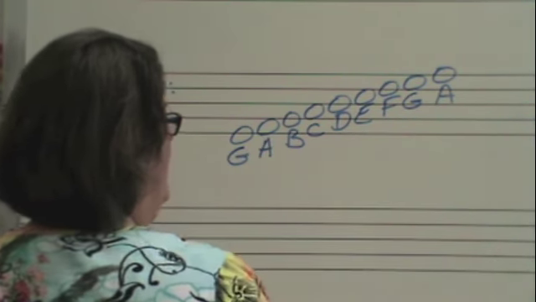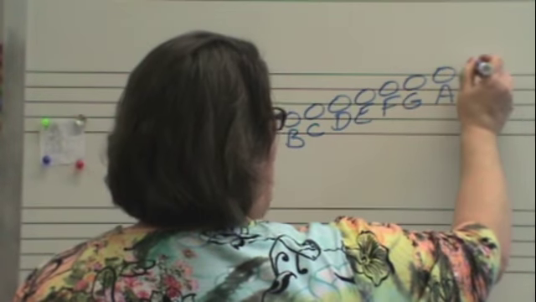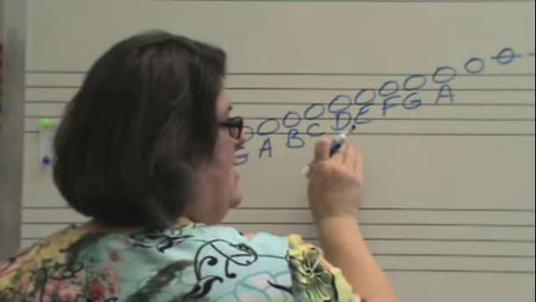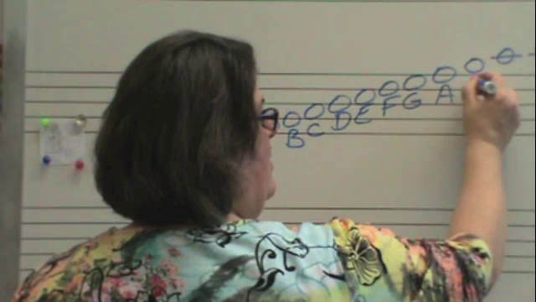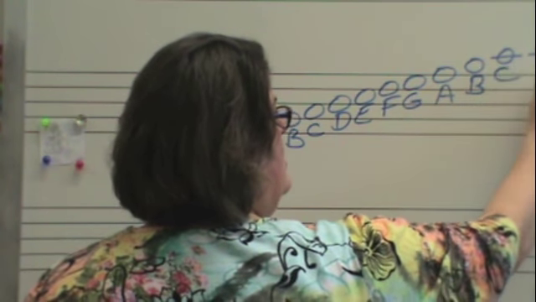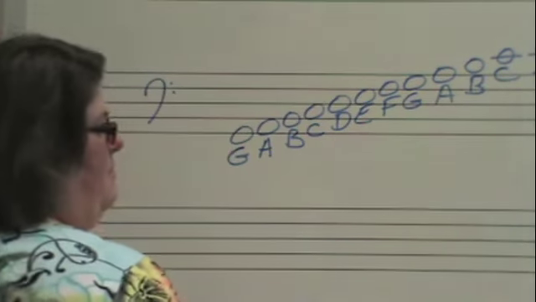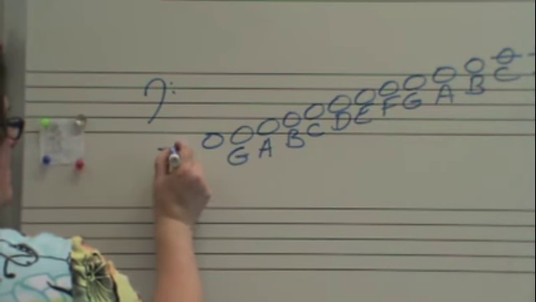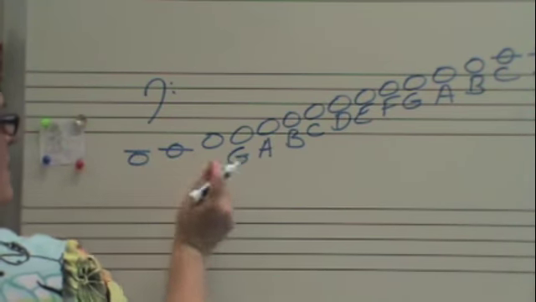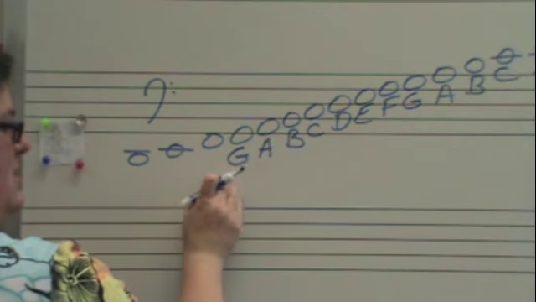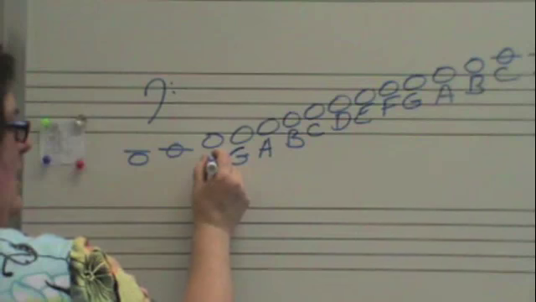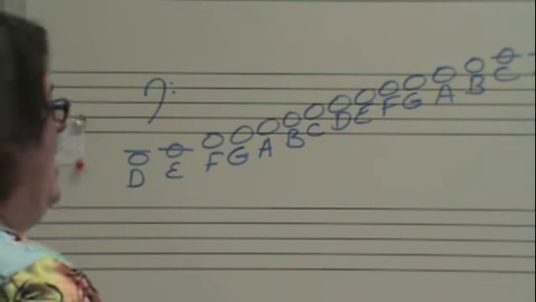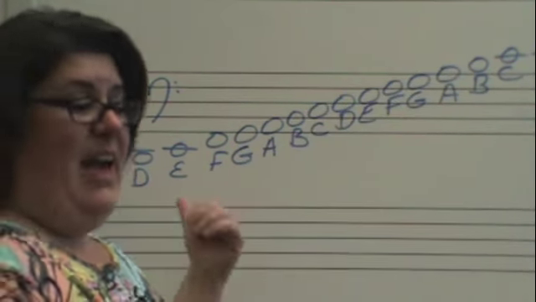Alphabetical order. If I add notes that are higher, I just continue where we left off. B, C, D. If I add notes on the low end, I continue backwards. G, F, E, D. And you could go higher and lower.